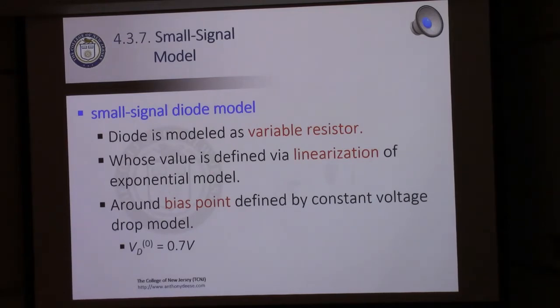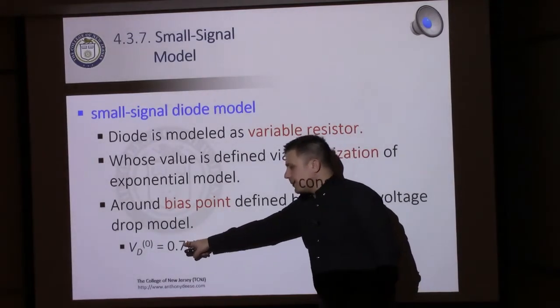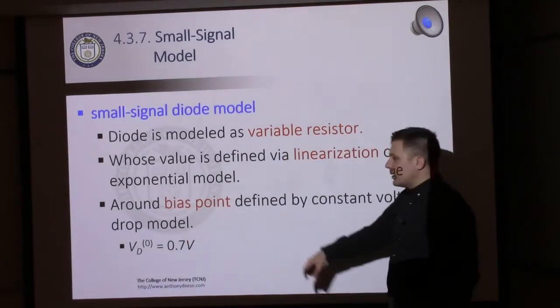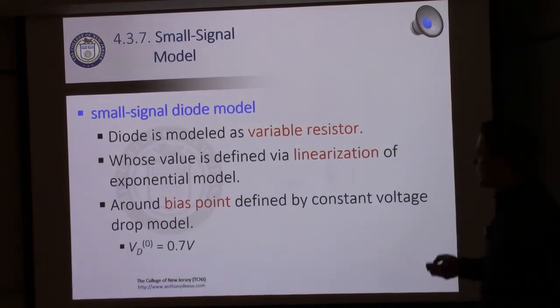And so around a bias point, that is where we're going to perform our linearization. In most cases, we're going to use the assumption that the linearization point or the operating point is Vd equals 0.7 volts.